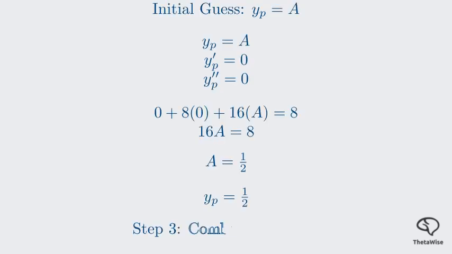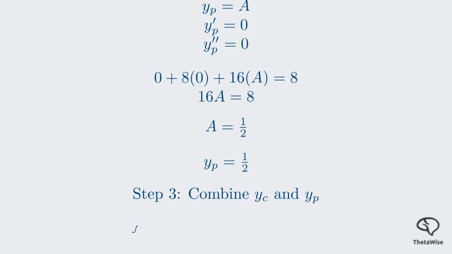Step 3. Combine yc and yp. The general solution is yg equals c1 e to the 4x plus c2 x e to the 4x plus 1/2. This completes the problem. This example shows that duplication is not guaranteed. Always check carefully before multiplying by x.